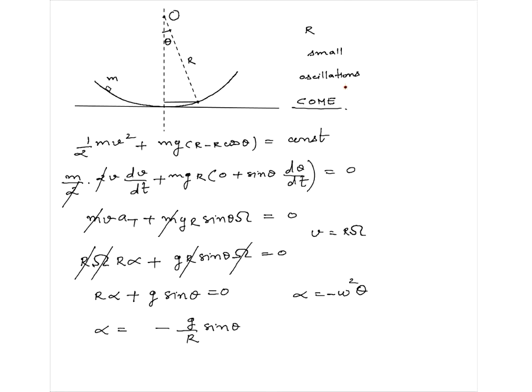So if theta is small, sin theta is theta. And you know the meaning of negative sign. Done. Omega square is G by R, and therefore time period is 2 pi by omega, which is 2 pi under root of R by G.